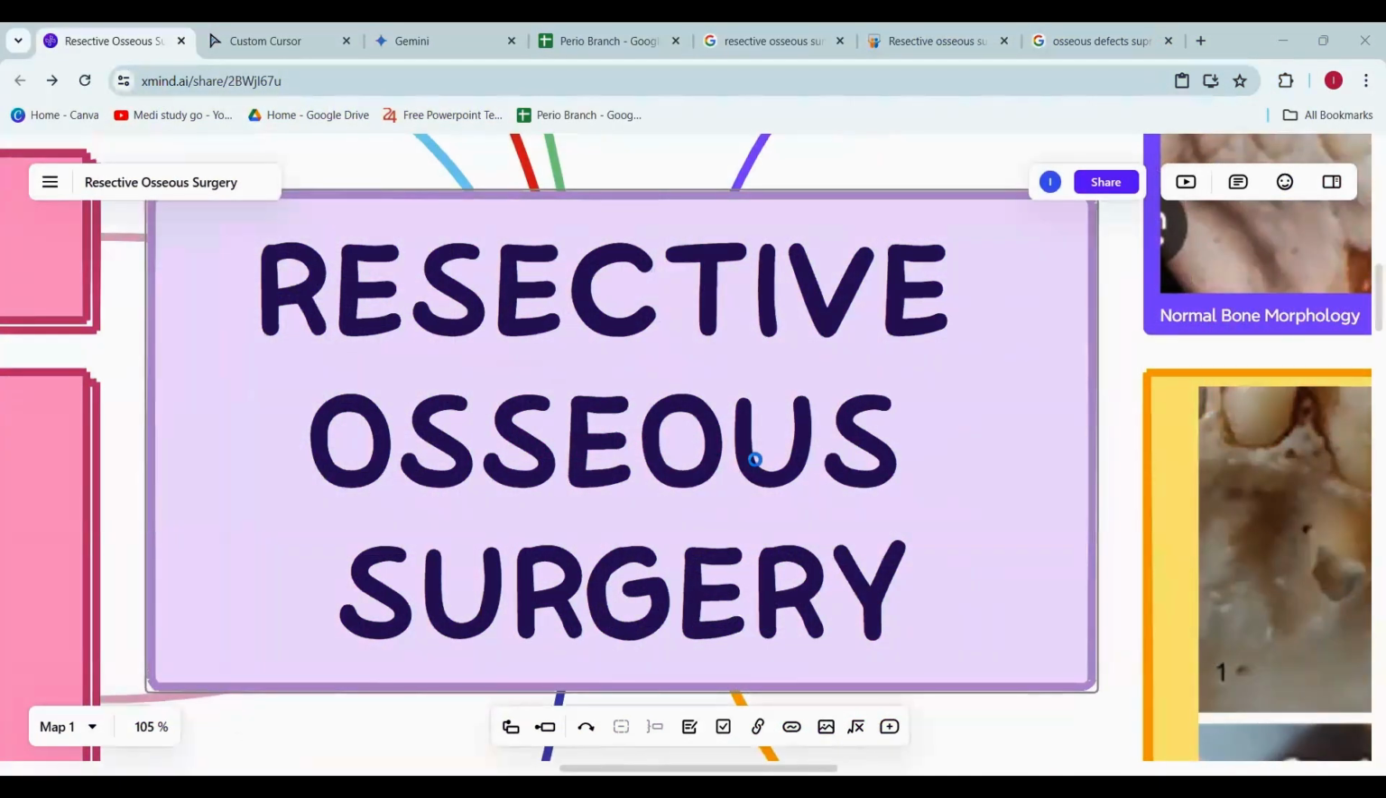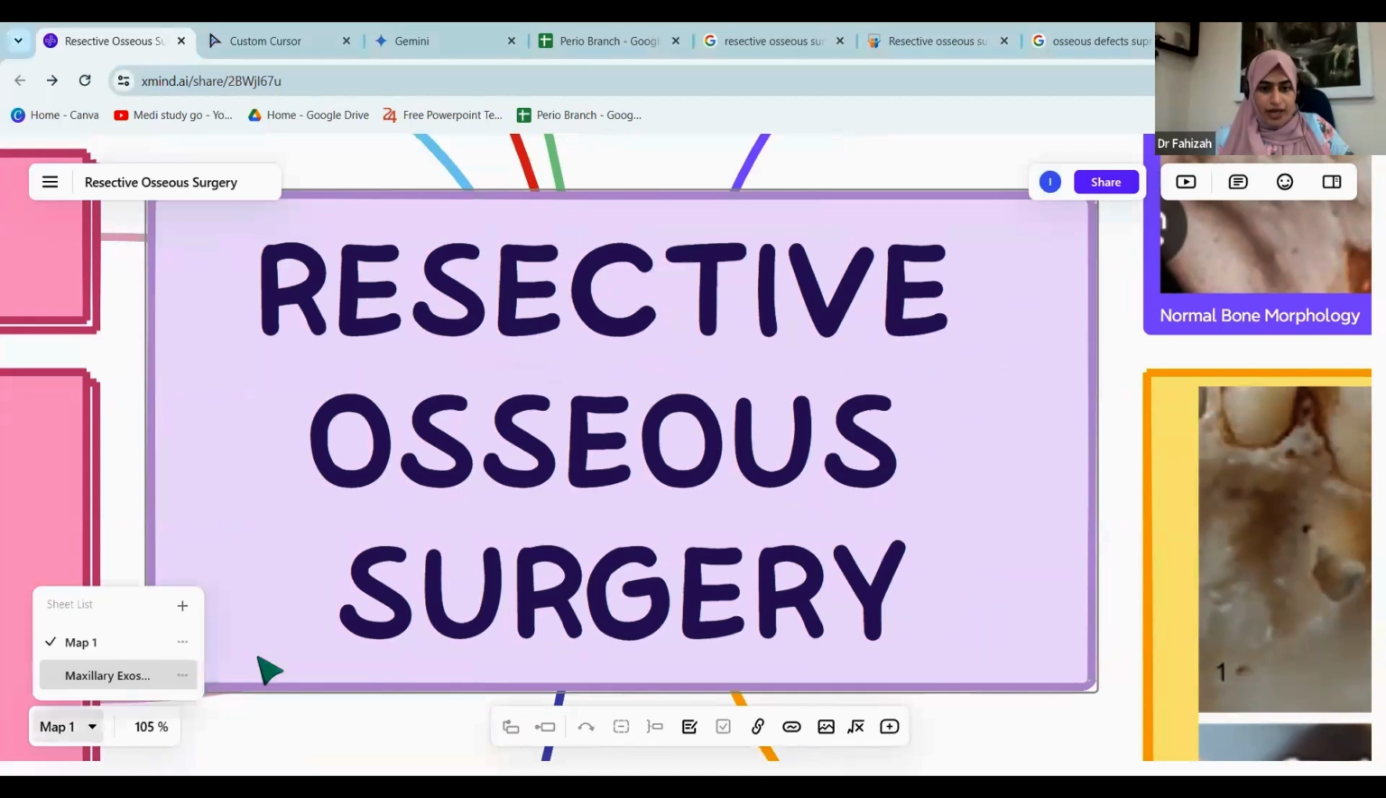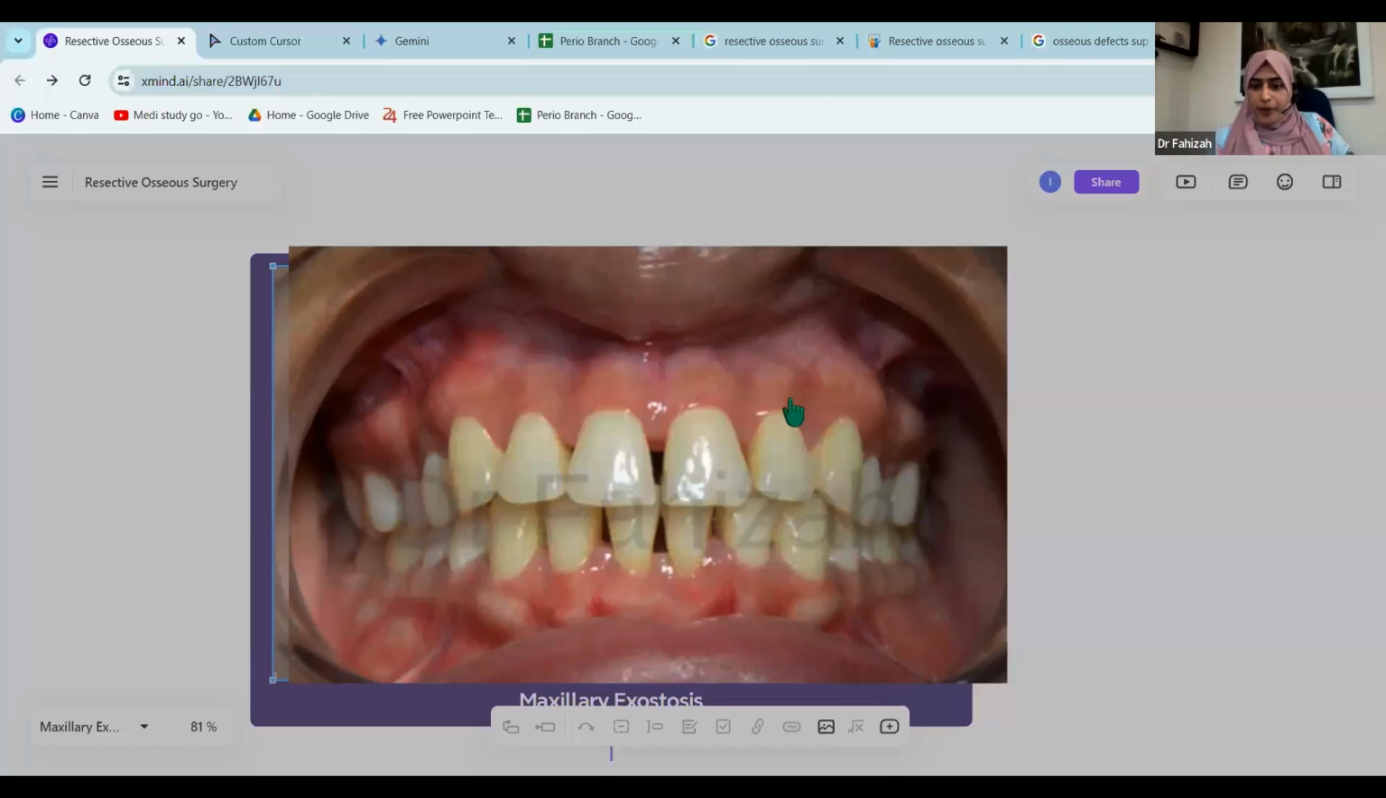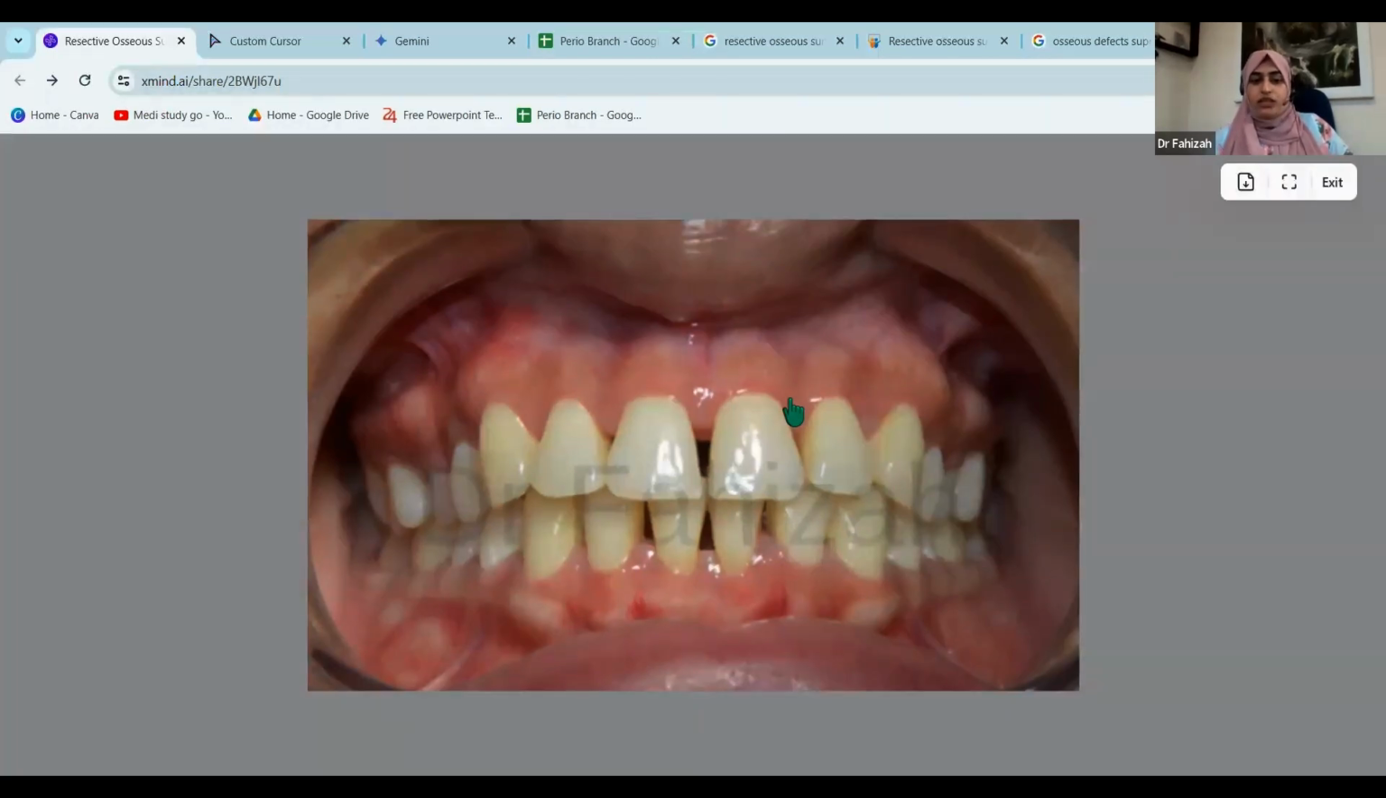Okay, perfect. Before I actually get into resective osseous surgery, let me show you one case scenario which I had. This was one of the patients who came to me, a 35-year-old. She had a complaint of food lodgement. What would you guys see? You tell me what the problems in this are. Okay, bone growth is increased. Anything else? Black triangle. Okay, very good. Excellent observation.